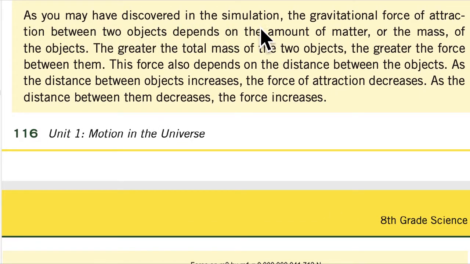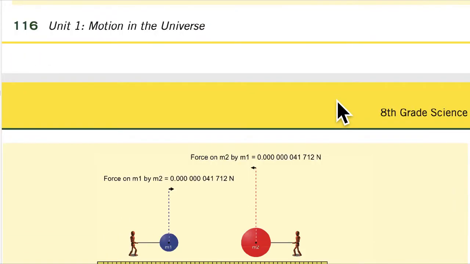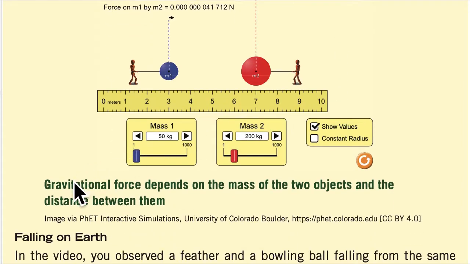As you may have discovered in the simulation, the gravitational force of attraction between two objects depends on the amount of matter, or the mass, of the objects. The greater the total mass of the two objects, the greater the force between them. This force also depends on the distance between the objects. As the distance between objects increases, the force of attraction decreases. As the distance between them decreases, the force increases. Gravitational force depends on the mass of the two objects and the distance between them.